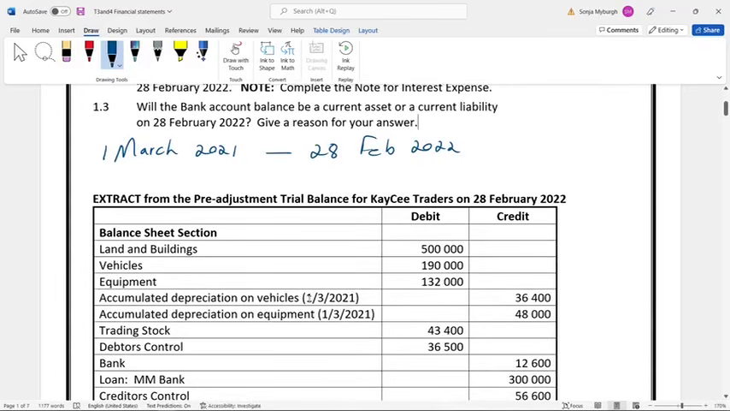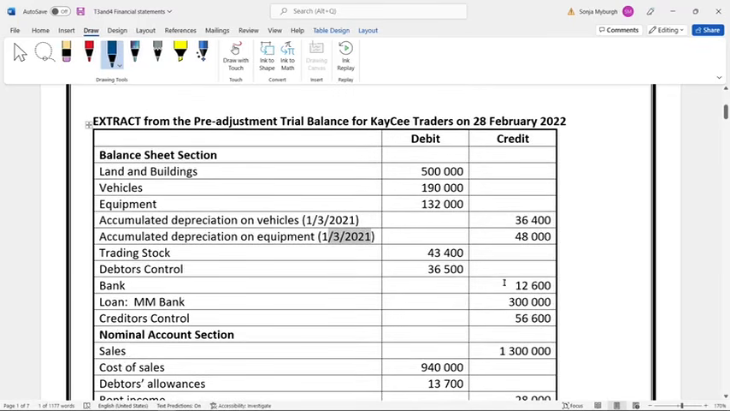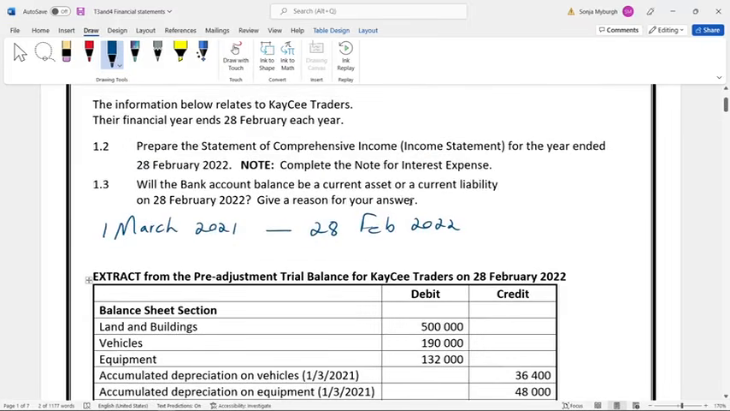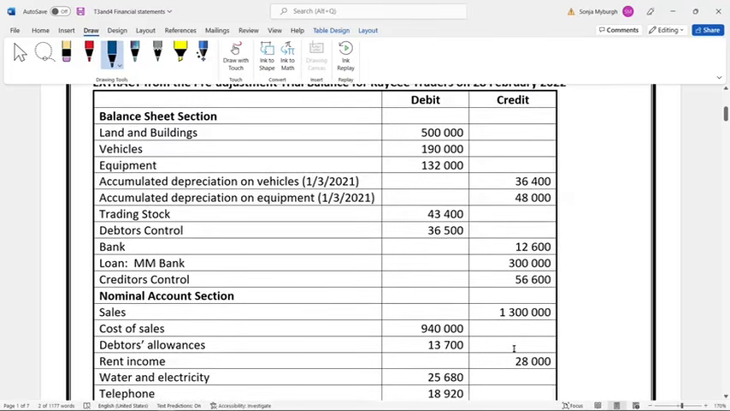Extract that they give you, just check whatever is given in brackets. That means that's your accumulated depreciation at the beginning of the year, 1st of March 2021. There we see bank credit balance. So we already know the answer to that question. Bank will be a current liability. Why? Because it has a credit balance. It's shown as a credit balance of 12,600, a bank overdraft.